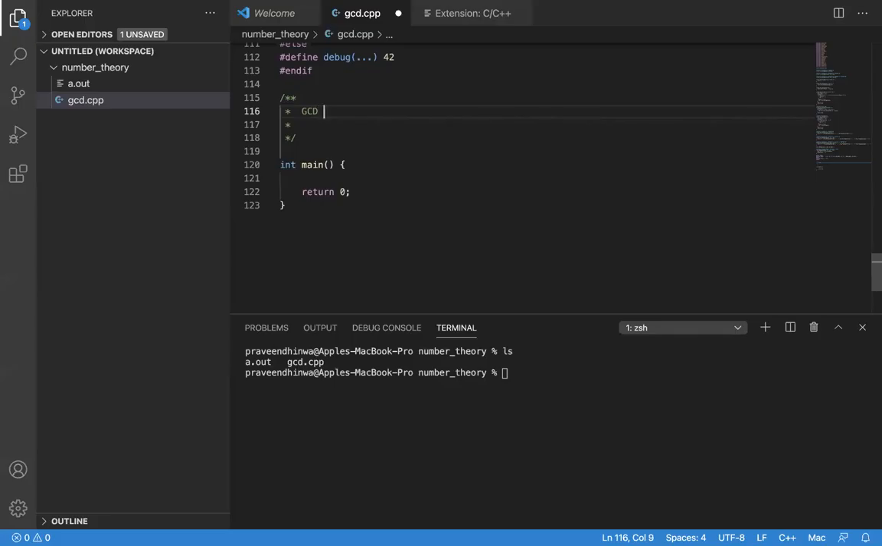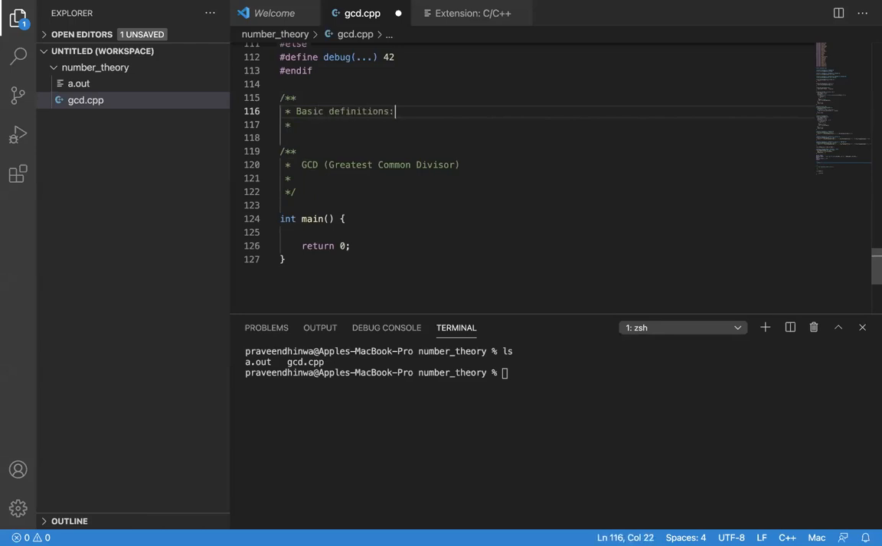So what is GCD? Its full form is Greatest Common Divisor. To understand this definition, we first need to understand what division is. So let's first go through some very basic definitions.